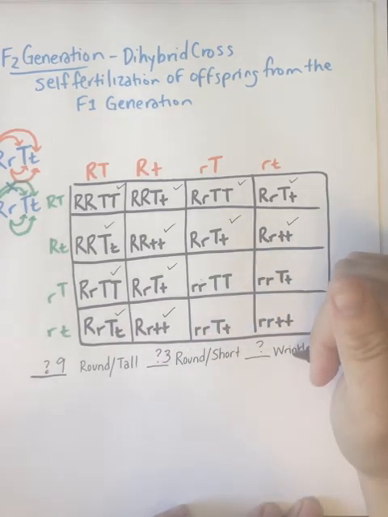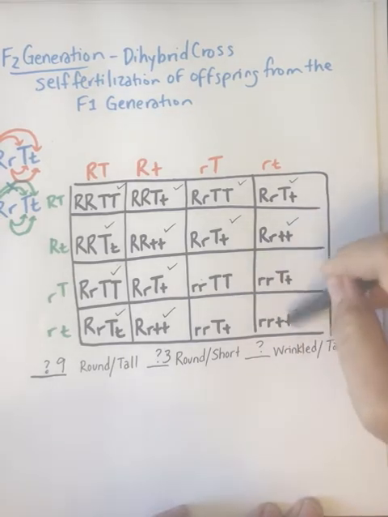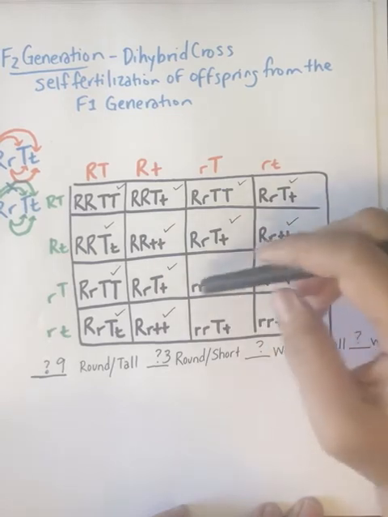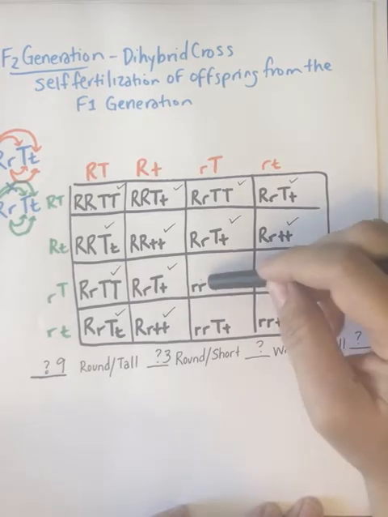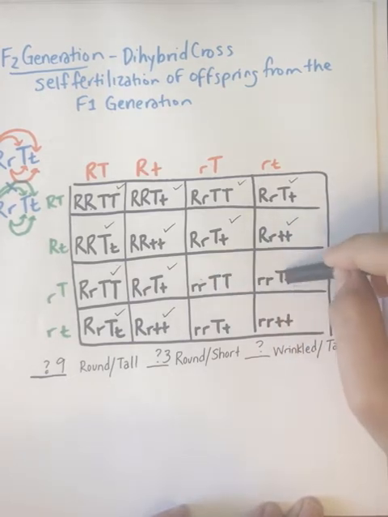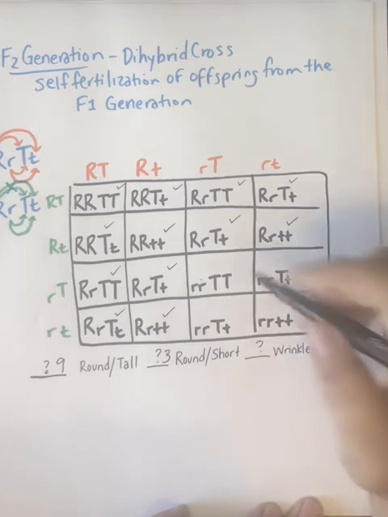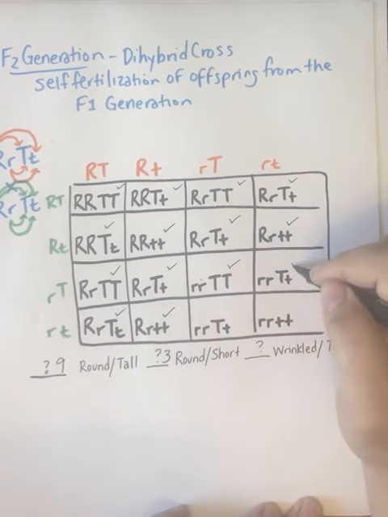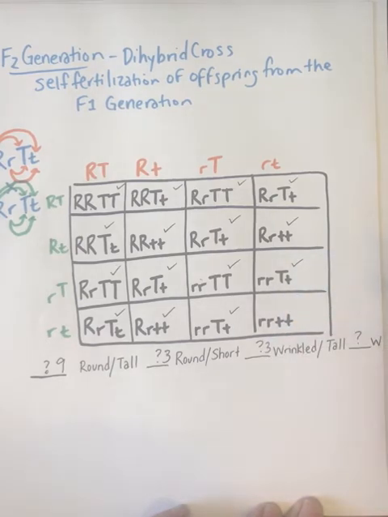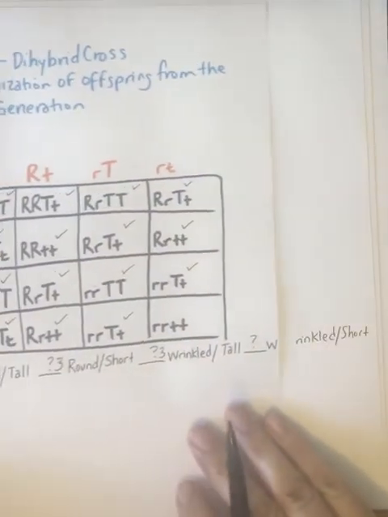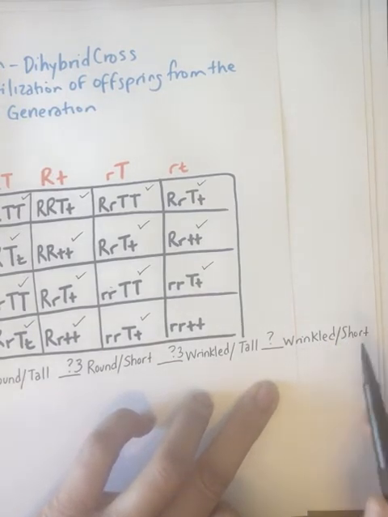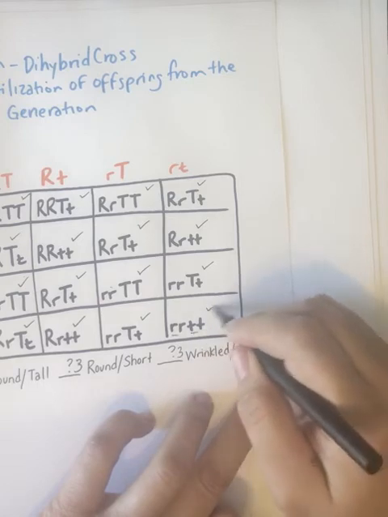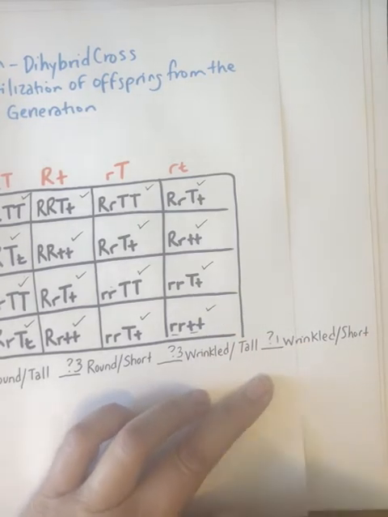Now wrinkled means that they have to have little r's. So I only have 4 squares left. So I'm only looking at the 4 that are left. So wrinkled means that they have little r's. And I want to know if they're tall, so they have to have big T's, whether they're homozygous dominant or heterozygous. So little r's, big T. 1, 2, 3. So I have 3 that are wrinkled and tall. And I only have 1 square that's left. Wrinkled means that they're recessive, and short means they're recessive. So they have little letters. I only have 1.